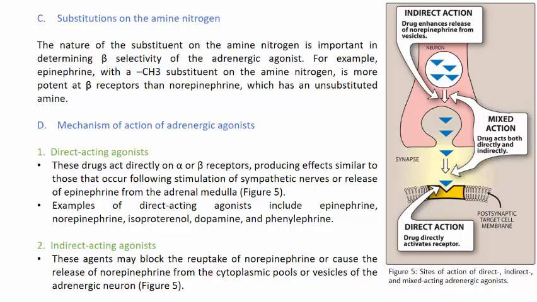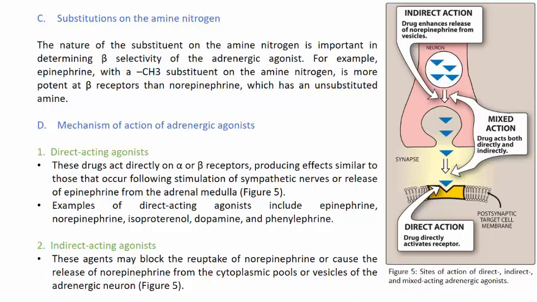هذه بما أنه تكون direct acting agonist, so أنه تكون act directly on alpha or beta receptors و produce effect. هذا الeffect يكون similar للeffect following the stimulation of the sympathetic nerves or release of epinephrine from the adrenal medulla. وذكرنا example على ال direct acting agonist اللي هي الابنفرين, norepinephrine and so on as you can see in the slide.